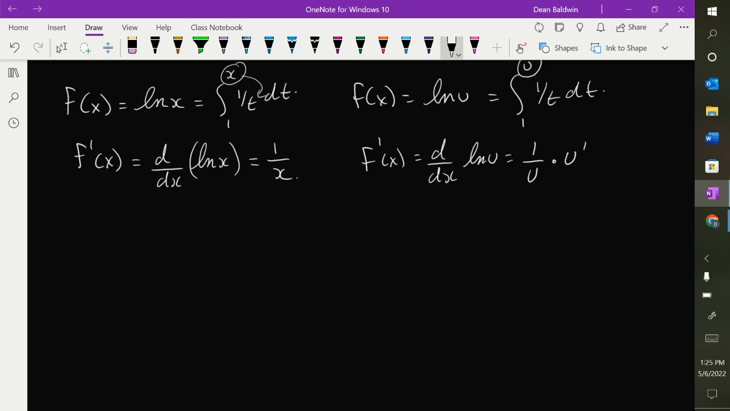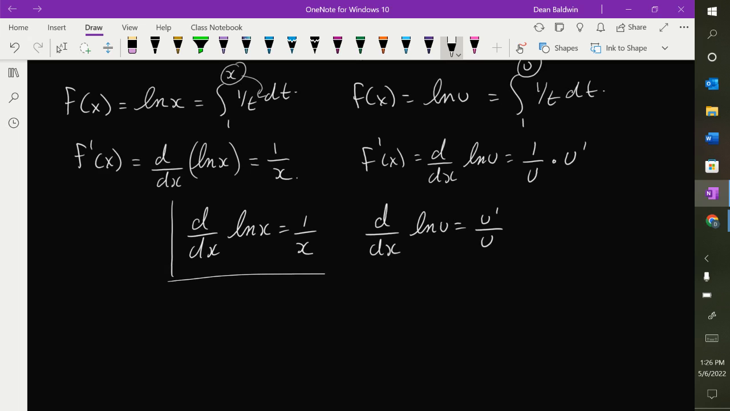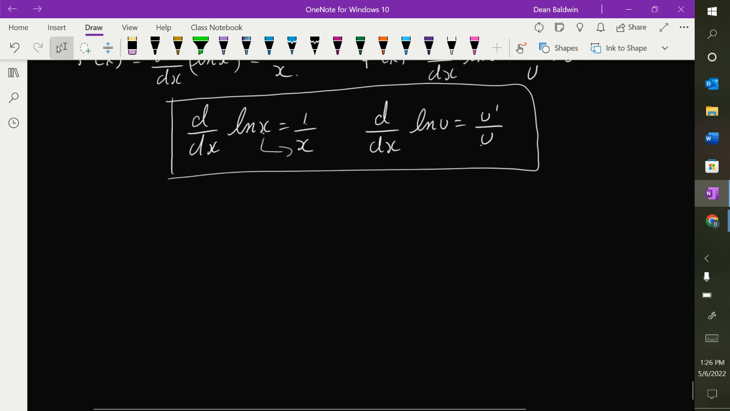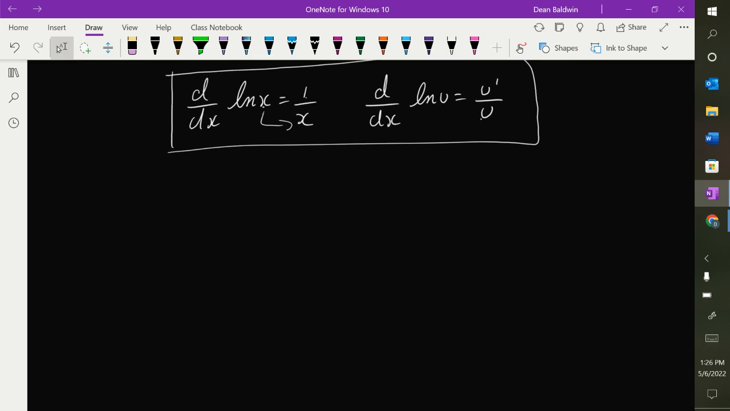So the two formulas that you will use are the derivative of natural log of u is u prime over u, and the derivative of the natural log of x is 1 over x. They are essentially the same formula, because in this one here, x goes to the denominator, that's our u. The derivative of x is just 1. So it's the same thing. All right, so I'll do a few examples, and then I'll give you some practice questions.